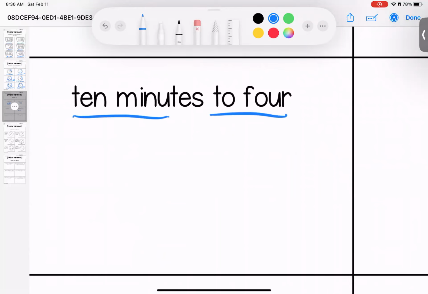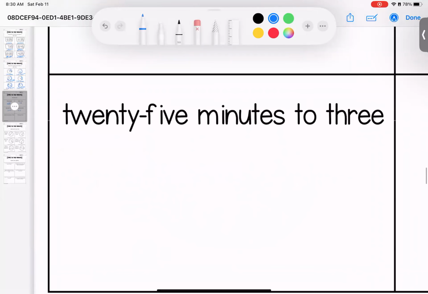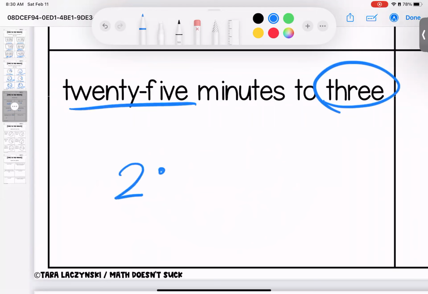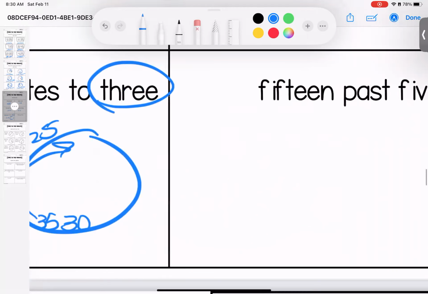10 minutes to 4. So if it's not quite 4 yet, we're in the 3 o'clock hour, and 10 minutes before would be 3:50. 25 minutes to 3. I got really tricky on you guys. It's not 3 yet. It's only 2. 25 minutes before, 2:35. If you weren't sure, you could always draw your clock and say, okay, this is 30. This is 35. At 35, we have 25 more minutes until the hour.